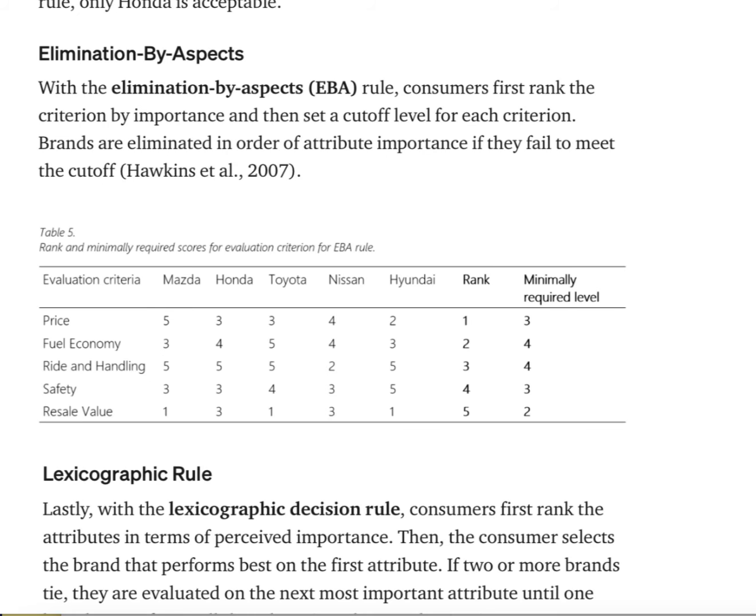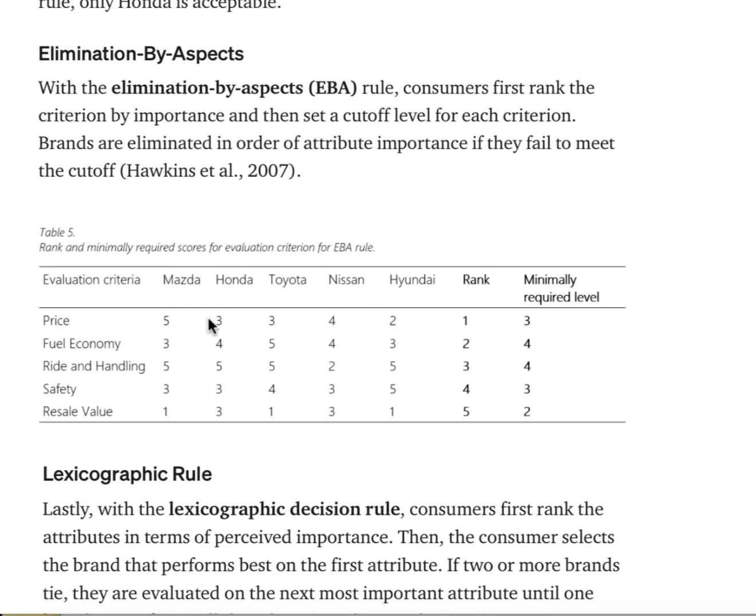Thus, the consumer's logic is, I want to buy the brand that has the high level of an important attribute that other brands do not have. So looking at this example here, we can see the minimally required cutoff level as well as the rank order in terms of importance. So first, we've got price is the most important.